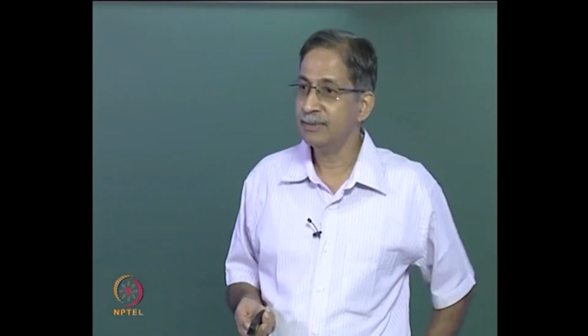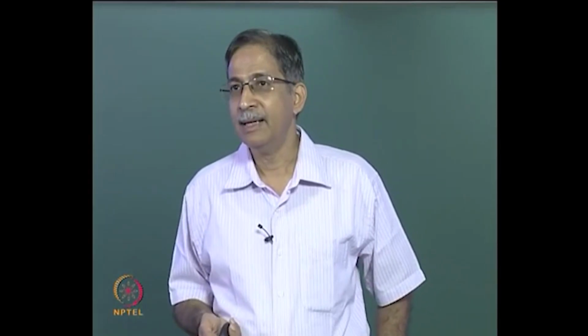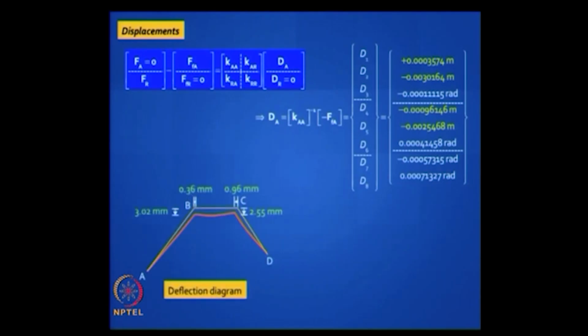Okay, so we use these equations. You solve the equations, the Ka matrix you have already got, and you look at the answers. If you plot them, it is going to look like this. B is going to go down by 3 mm, C is going to go down by 2.55 mm, and BC is going to shrink, move inwards. B goes to the right by 0.36 mm, C goes to the left by 0.96 mm.